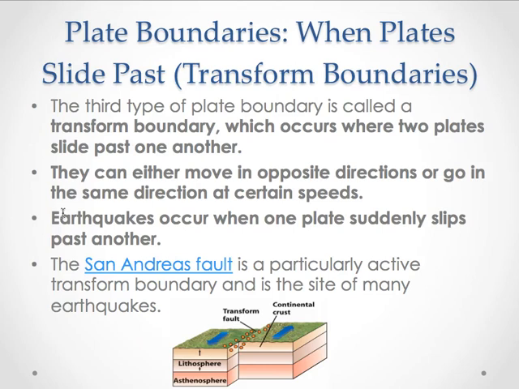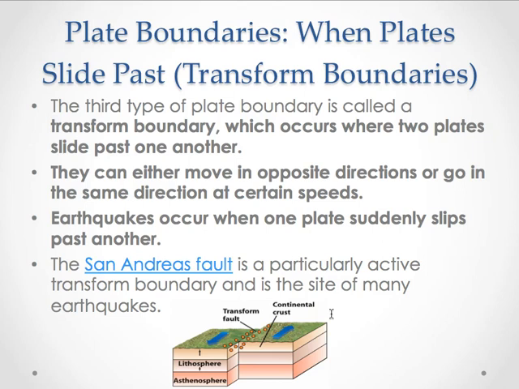So our third type is when plates actually slide past each other. So this is called a transform boundary, and that's where they slide past each other. So they can either move in opposite directions, such as this diagram here, where I've got one sort of coming back towards me and one going away from me, or they can move in the same direction but at different speeds.